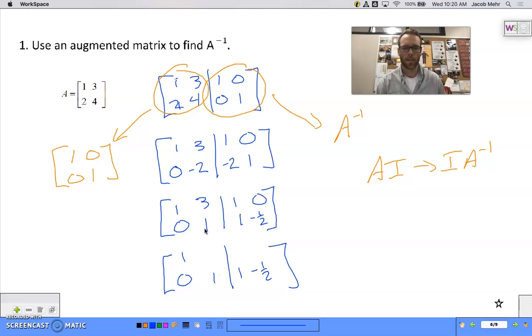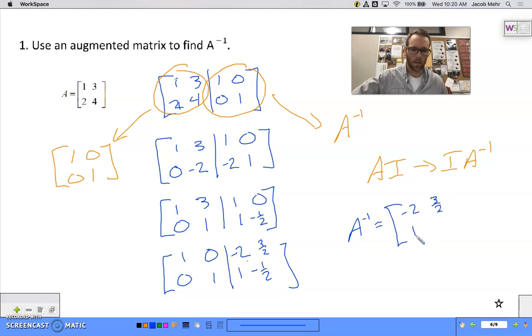That's why we come down here, we make this a 0 first before we make this one a 0. All right, now over here, we're going to take -3 times 1 plus 3 is 0. -3 times 1 plus 1 is -2. -3 times -1/2 plus 0 is 3/2. Okay, so we've got the identity matrix on the left now. On the right is our inverse matrix. So we're going to say A inverse equals -2, 3/2, 1, -1/2.